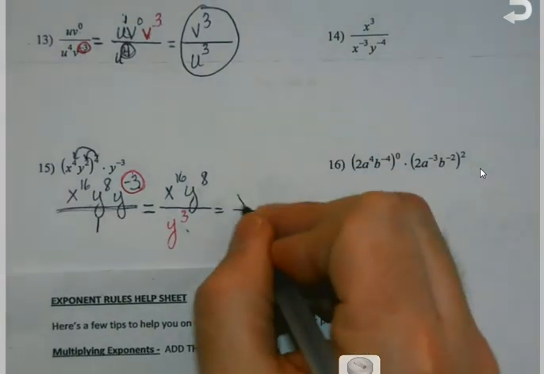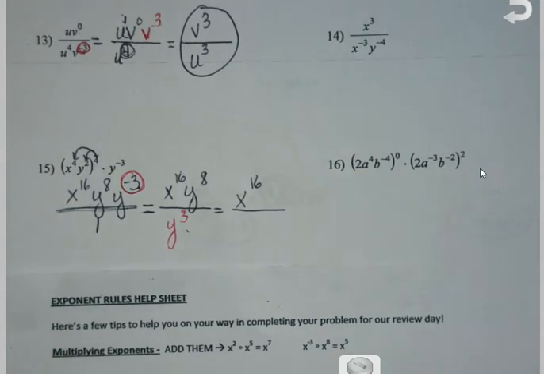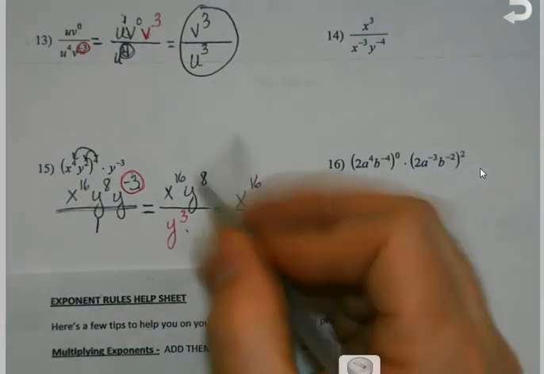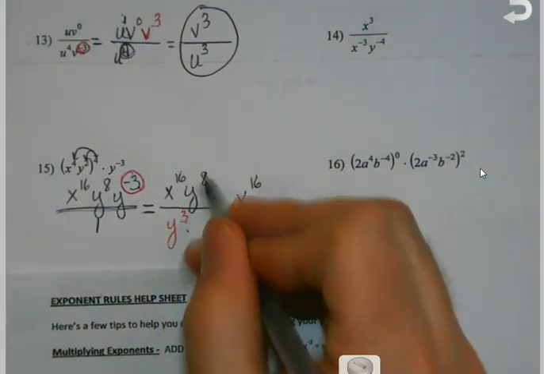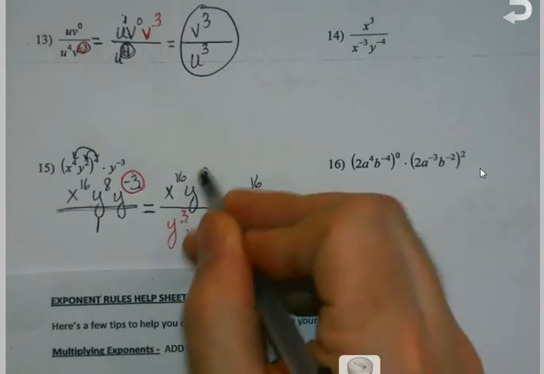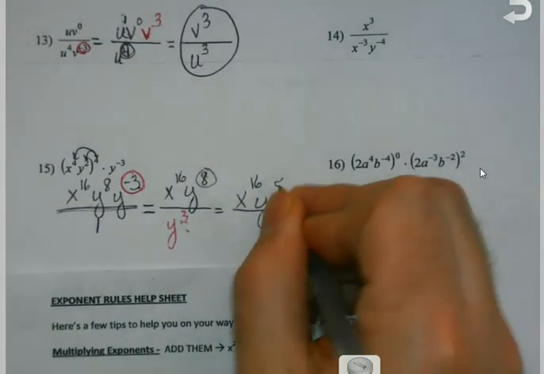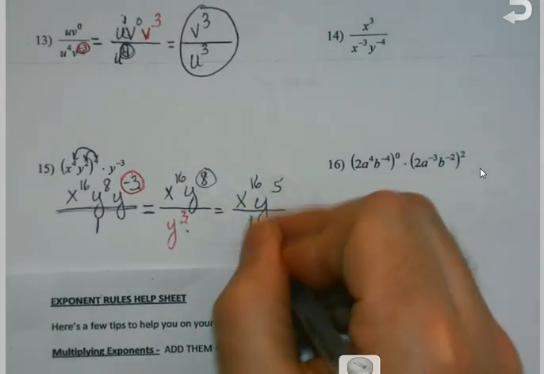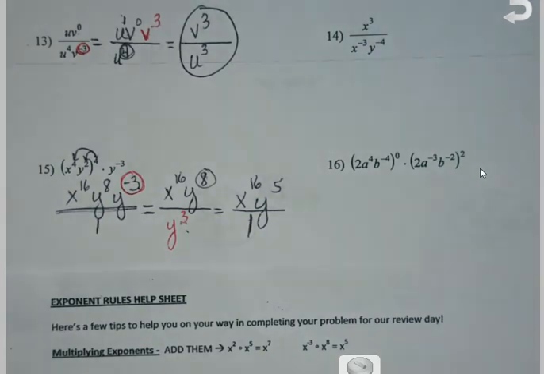Then to finish, I only have one x term, but my y's, 8 minus 3, because I'm dividing, is 5. There's my bigger exponent. And you're like, well, what if there's nothing in the bottom? I can just put a 1 there, or I can just circle it the way it is.